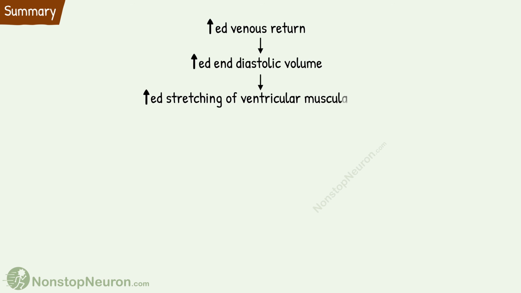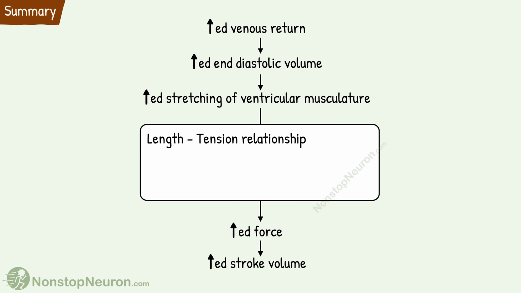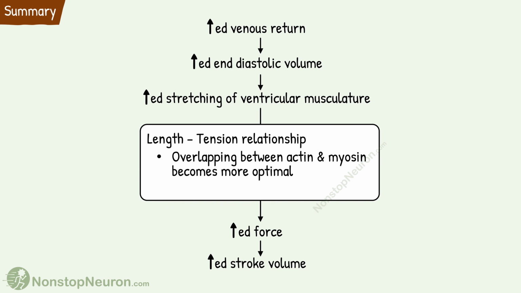With the increasing venous return, the end-diastolic volume increases. This results in increased stretching of ventricular musculature. Due to the length-tension relationship, the increased stretching results in an increased force of contraction. So stroke volume is increased. Thus, with increased venous return, the stroke volume increases. The mechanism behind this is that with increased stretching, the overlapping between actin and myosin becomes more optimal, and also the distance between actin and myosin decreases. This increases the cross-bridge interaction, so the force of contraction increases.